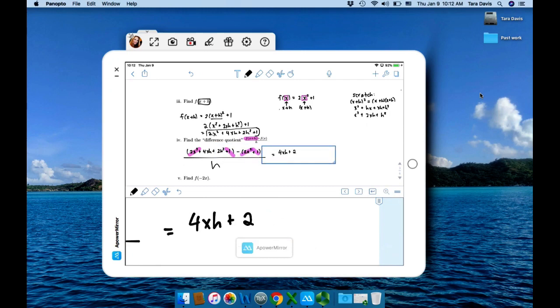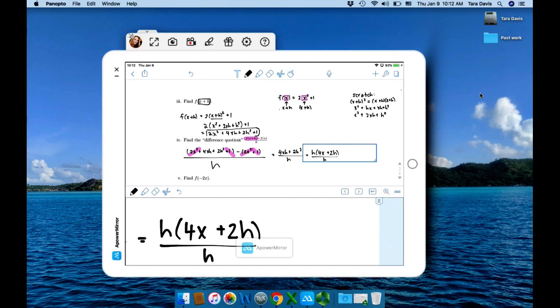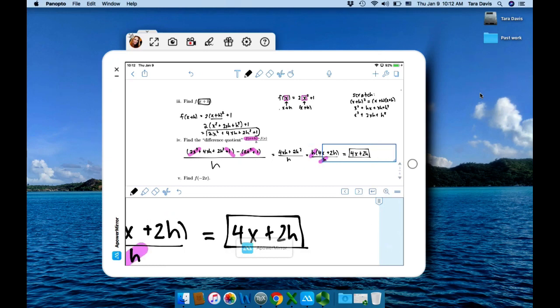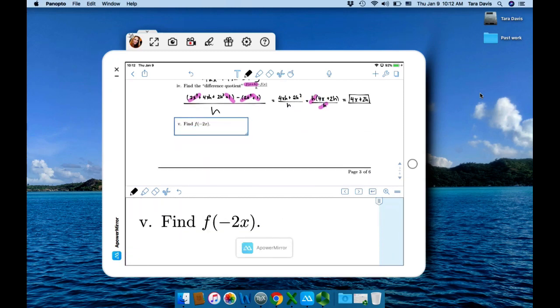So totally what we have left is 4xh plus 2h squared all over h, and you'll notice that we can actually factor h off the numerator, so I have 4x plus 2h after this factoring divided by h, and then when you look here, h over h is equal to 1. And so in the end, this so-called difference quotient is equal to 4x plus 2h after simplification. Okay, so you have to be aware that you can plug in expressions into functions, not just numbers.